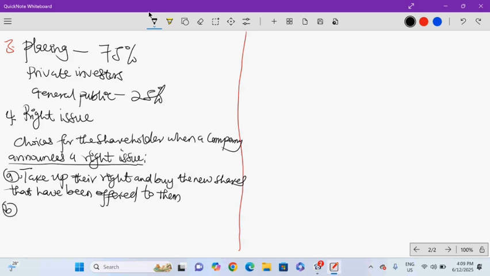Or they can renounce their right. Renounce. So let me underline. Take up their right. Renounce their right, and sell. Let me use red pen to underline.